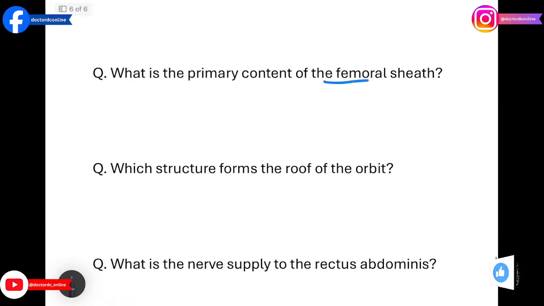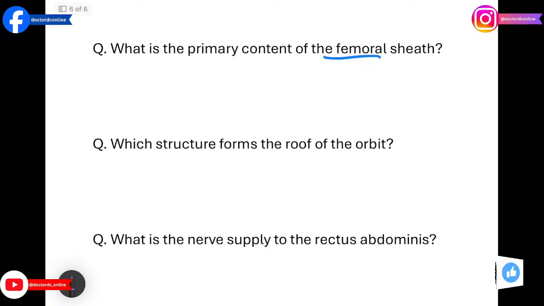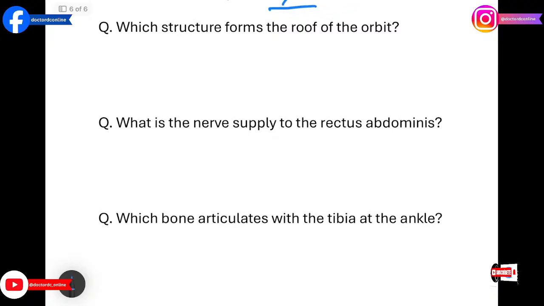The next question is what is the primary content of the femoral sheath? And the answer is the femoral artery, vein, and canal. The canal contains lymphatics but not the femoral nerve. Next question: which structure forms the roof of the orbit? And the answer is the frontal bone.